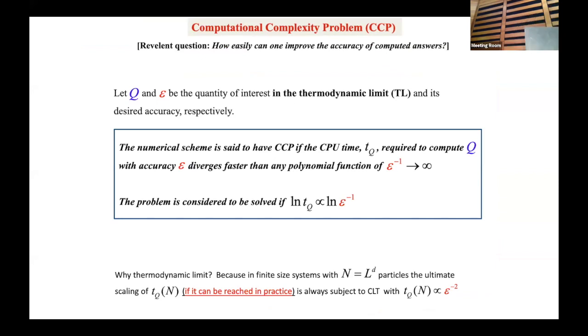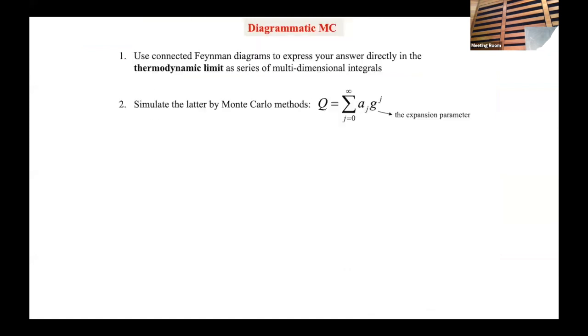Okay, so essentially I formulated the computational complexity problem. We want polynomial scaling with inverse accuracy bound. Now, what is diagrammatic Monte Carlo doing? Essentially, diagrammatic Monte Carlo is saying that I am going to compute this answer not for a particular sample with given degrees of freedom, including all the particles.